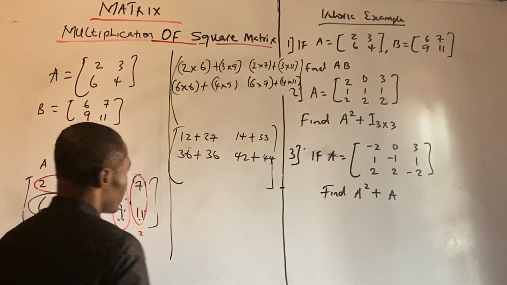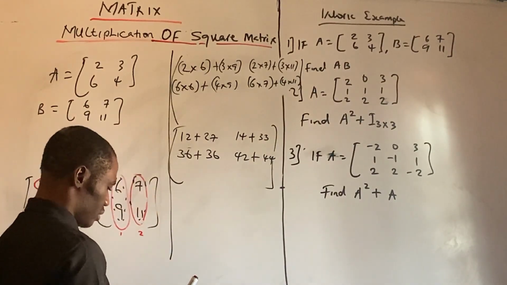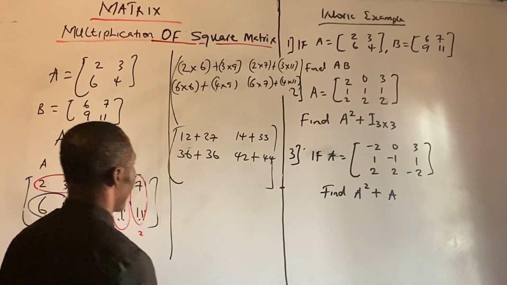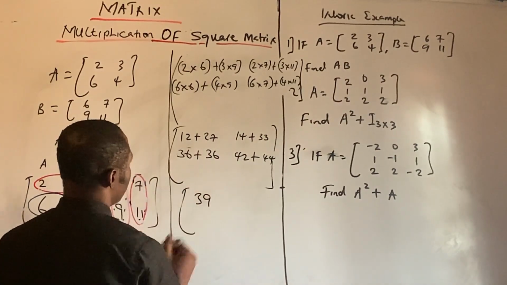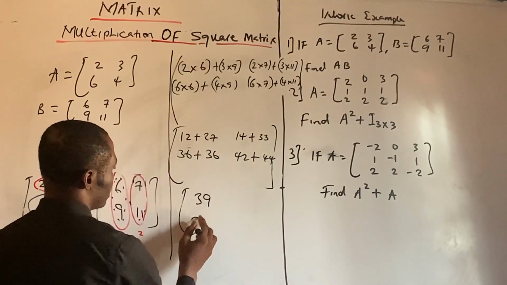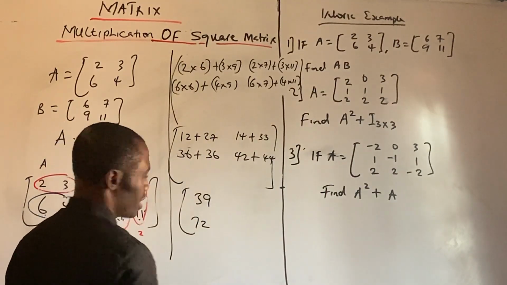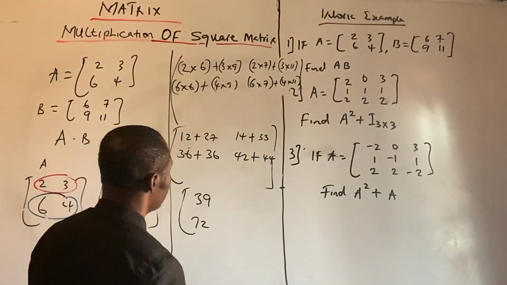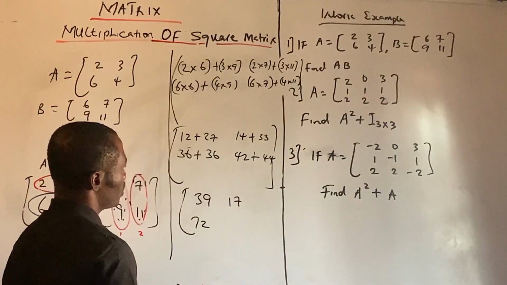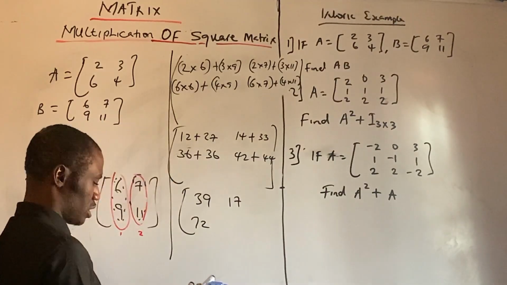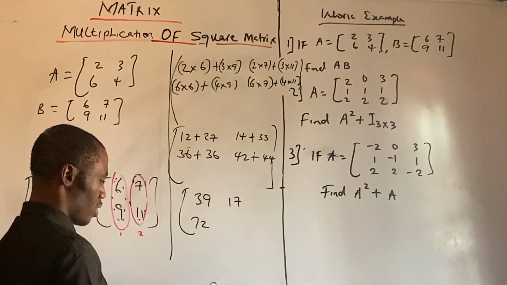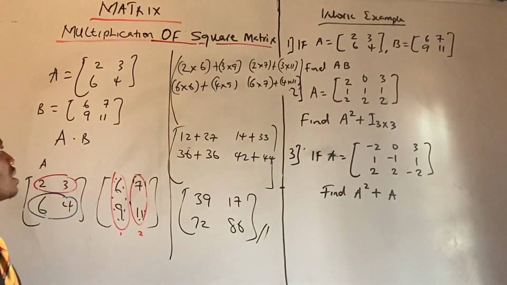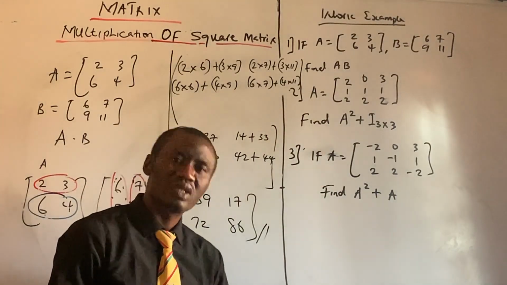Let's add this together. 12 plus 27, that is 39. And 14 plus 33, that's 47. 36 plus 36 is 72. Then 42 plus 44, that's 86. So we have 86. All right, so this is the answer to the first question. So let's go to the next one.